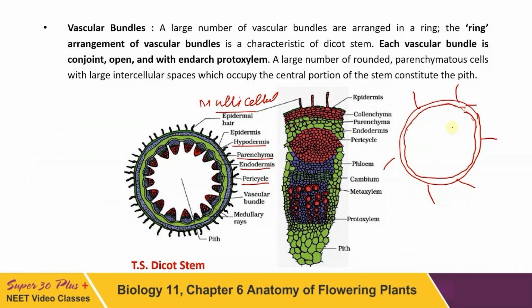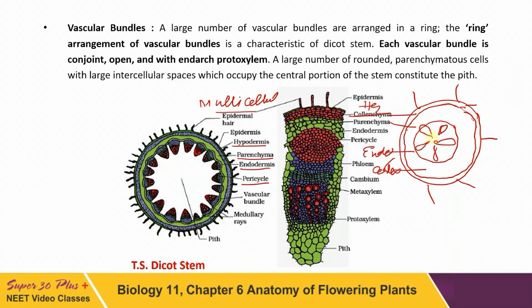Then here we have the endodermis. So in between the endodermis and hypodermis we have the cortex, and this one is the endodermis. This one is the endodermis, this one is the cortex, and this one is the hypodermis. This is the hypodermis, and this is the parenchymatous cortex. Inside this we have the pericycle, and these are the vascular bundles.